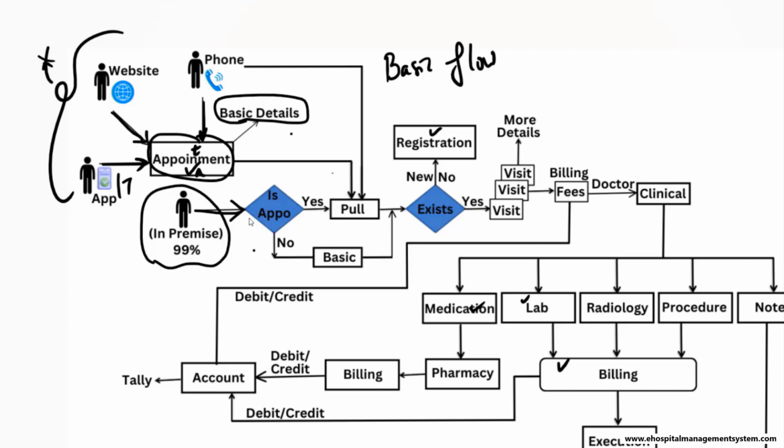If he is in the premise, then first we'll check whether he has an appointment or not. If he does not have an appointment, then we have to fill in all the basic details, and then the registration happens, right? If he has an appointment, then the data is pulled up from the basic appointment, and then we move ahead to the registration. Okay, let us go ahead.